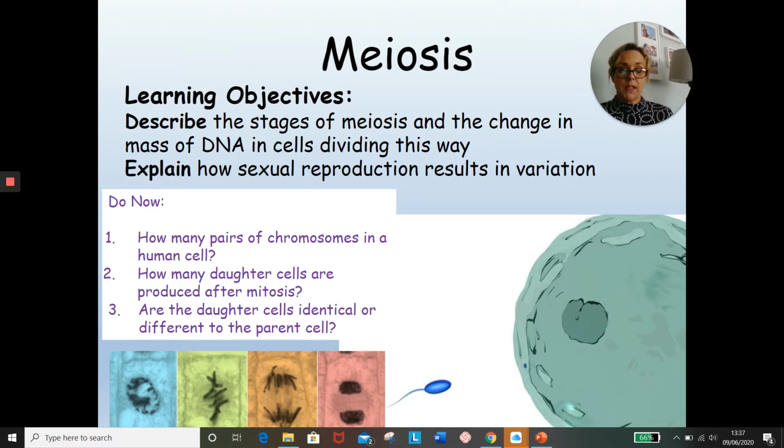within a species. Your first task today, you'll do now, is to answer the questions on the screen that you can see. So there are 3 questions there for you, and you should be able to answer these with prior knowledge. So just pause this presentation for a moment and do those 3 questions in your book. How many pairs of chromosomes are in a normal human cell? How many daughter cells are produced after mitotic division, so mitosis? And are the daughter cells of mitosis identical or different to the parent cell?